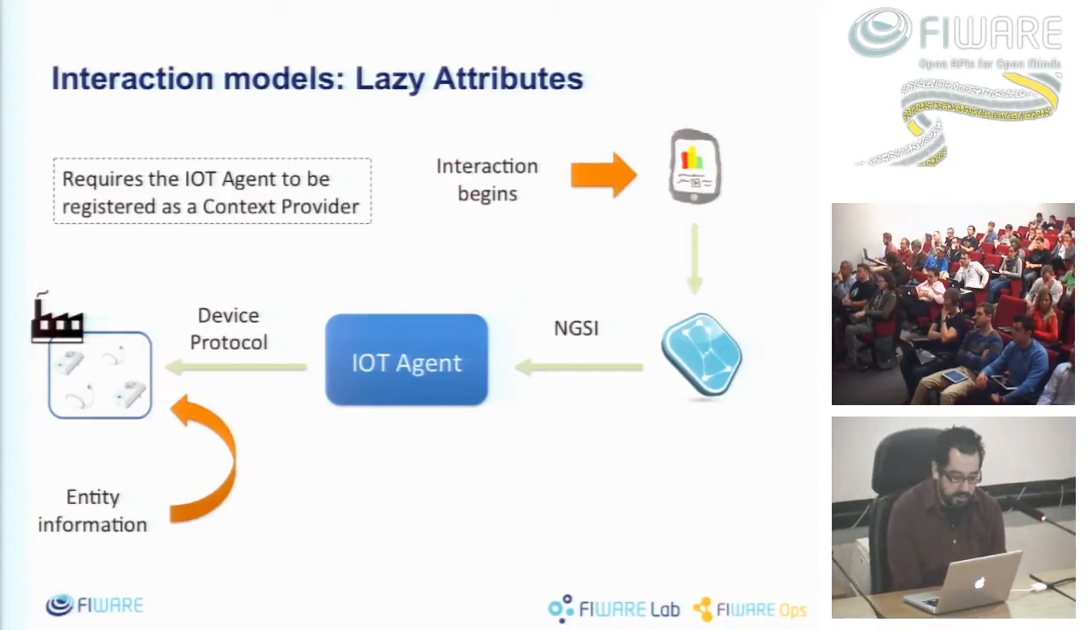and returns it to the IoT agent, that will return it in turn until it reaches the user. The important thing that has to be highlighted in this model is that entity information does not reside locally in the context broker. All the entity information is always residing in the devices behind the IoT agent. So it can only be accessed via a direct query to the IoT agent.